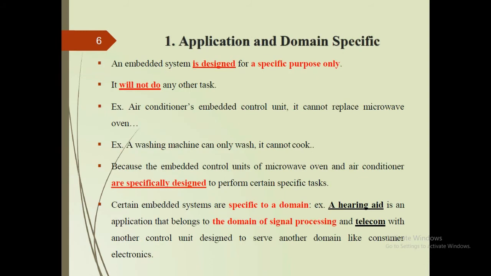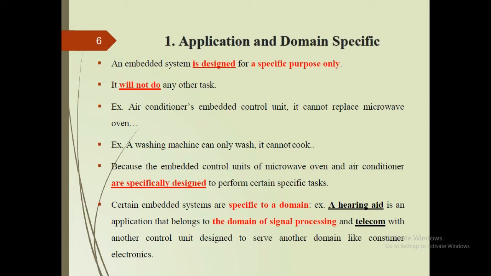Application and domain specific. An embedded system is designed for a specific purpose only. It will not do any other task. Example, an air conditioner embedded control unit cannot replace a microwave oven. Example, a washing machine can only wash, it cannot cook. Because the embedded control units of the microwave oven and air conditioner are specifically designed to perform certain specific tasks.